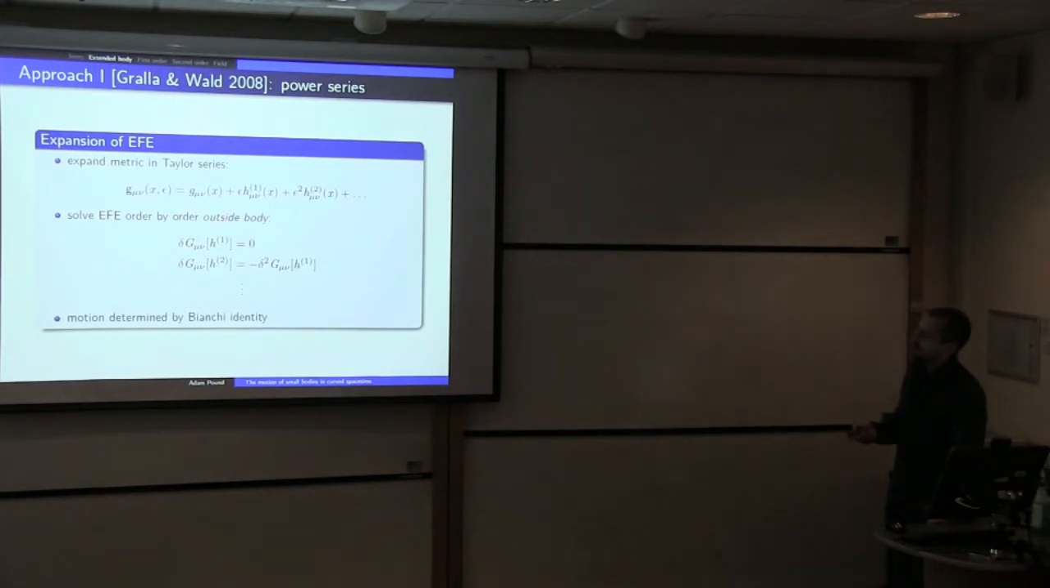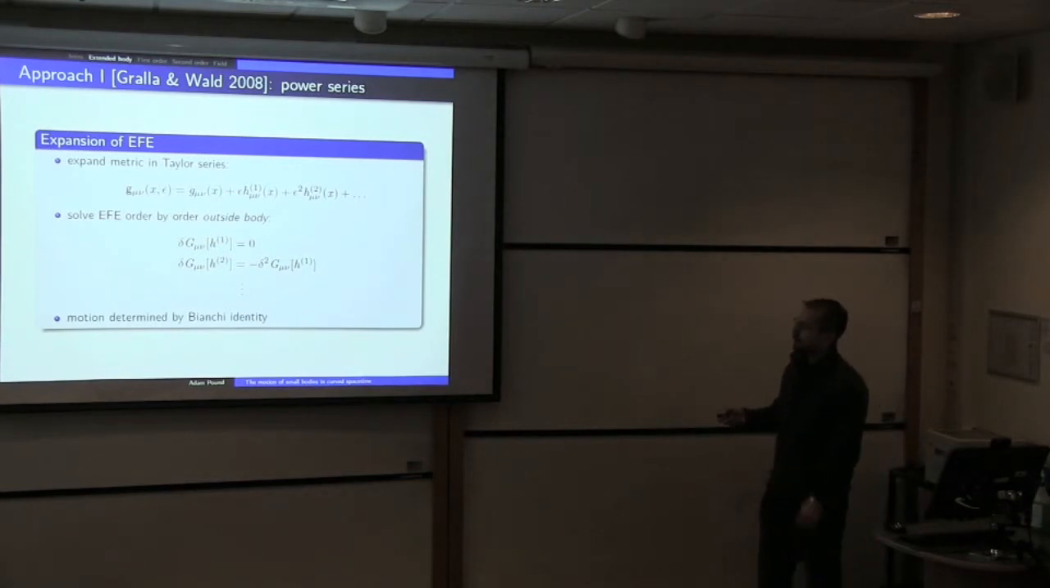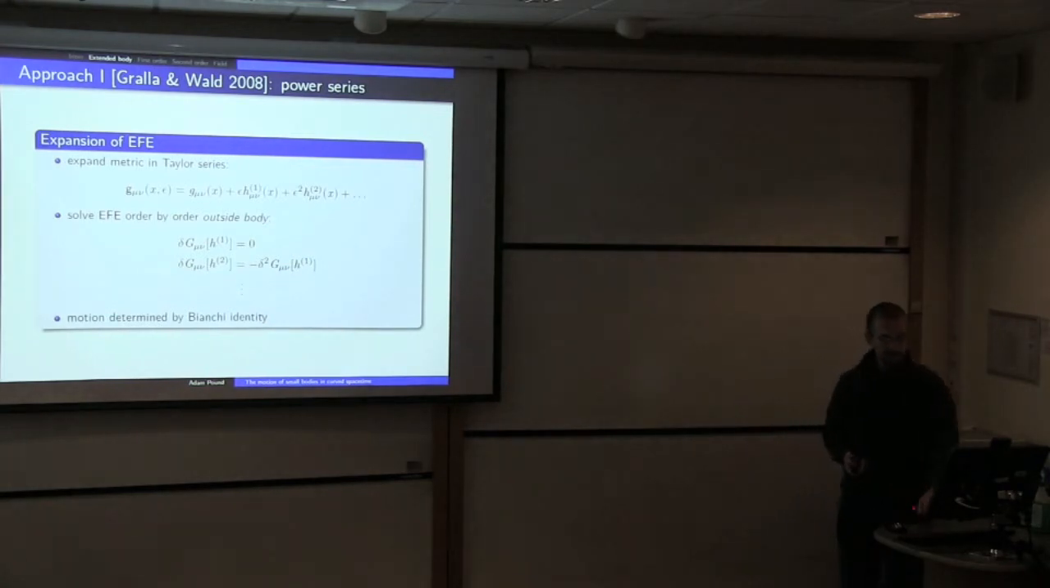I just plug this into the Einstein equation, again outside of the object, so I'm in vacuum. I just solve order by order in epsilon. So I have a linearized Einstein equation for H1, linear operator acting on H2, sourced by quadratic combinations of H1, and so forth. Despite the fact that I'm looking outside of the object, the motion will actually be determined just by solving this sequence of equations because the motion is determined by the Bianchi identity.